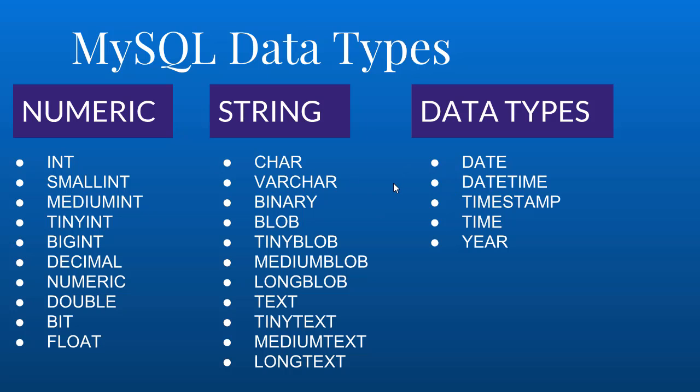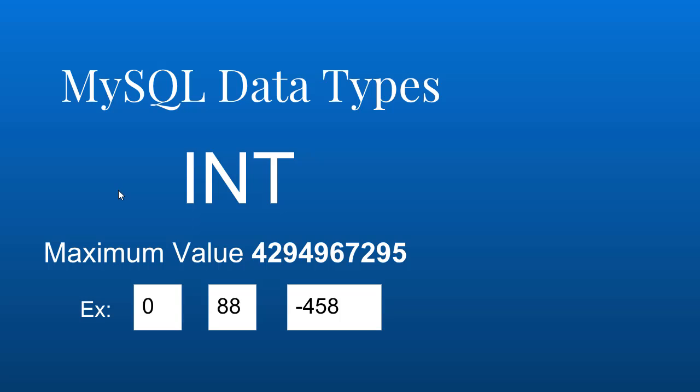Now, why do we need data types? Let's take the example of the integer data type, int. What is int? Int is a data type, and it contains only numeric values, right? And the maximum value of int is a very big number. If you count it, this is the length of the integer data type. There are some examples of the values it contains: you can store 0, you can store 88, or you can store any negative number like 400, 458, things like that, right?